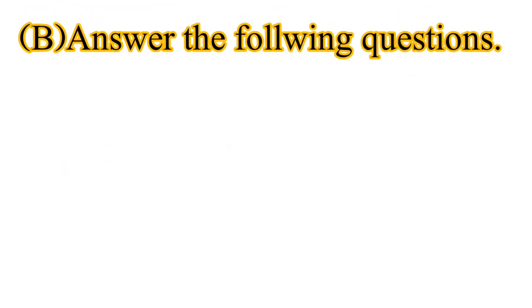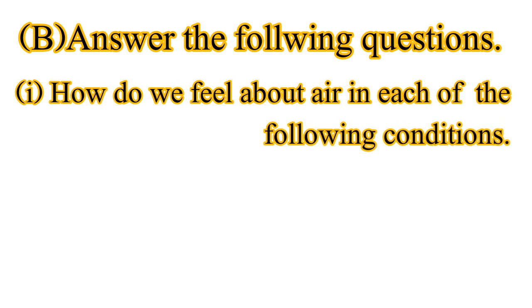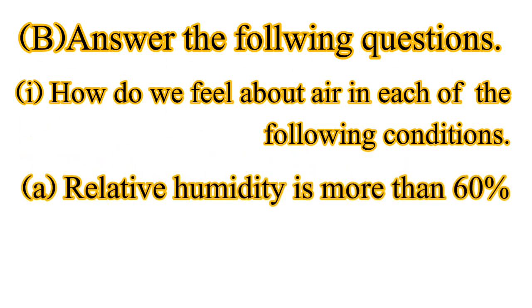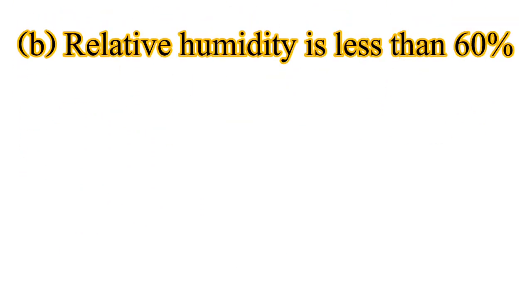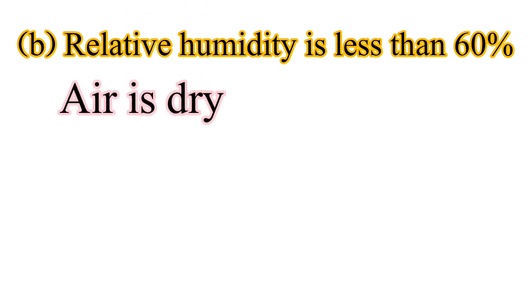Question number 2B. Answer the following questions. How do we feel about air in each of the following conditions? Let us see the first condition: relative humidity is more than 60%. The answer is air is humid. B: relative humidity is less than 60%. In this condition, air is dry.